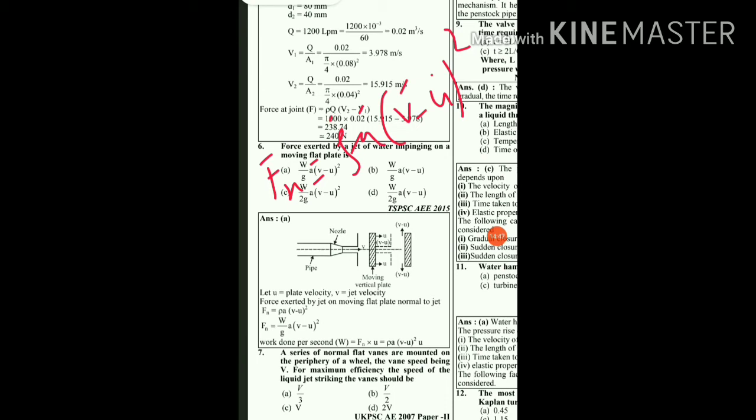But in the options, this answer is not given. So here we just have to simplify it: multiply and divide with the term g, and we will get the final answer in terms of G. So the final answer will be option A, that is W upon G into area into V minus U whole bracket square. So option A will be the right answer.